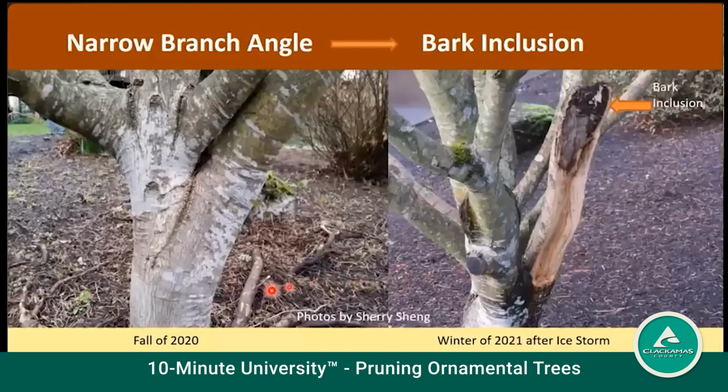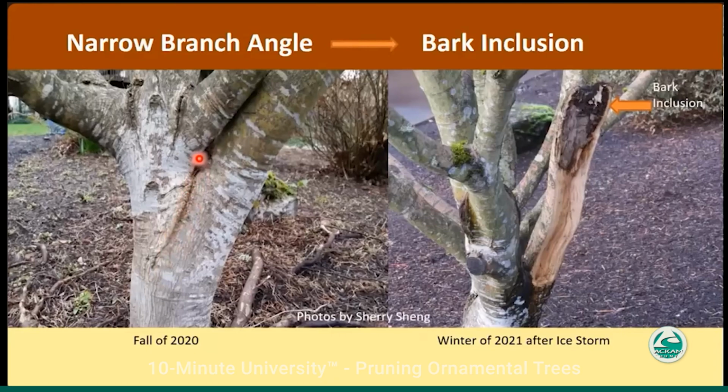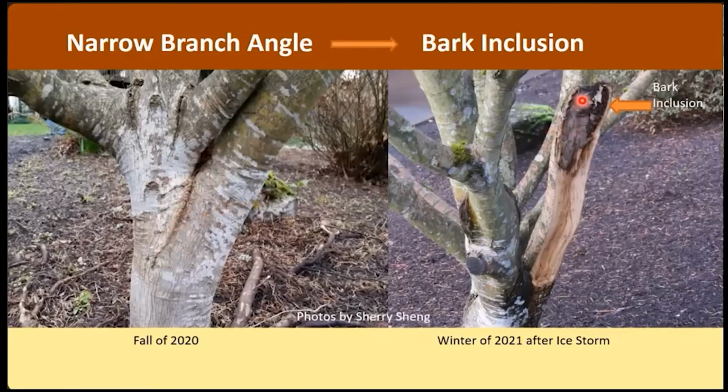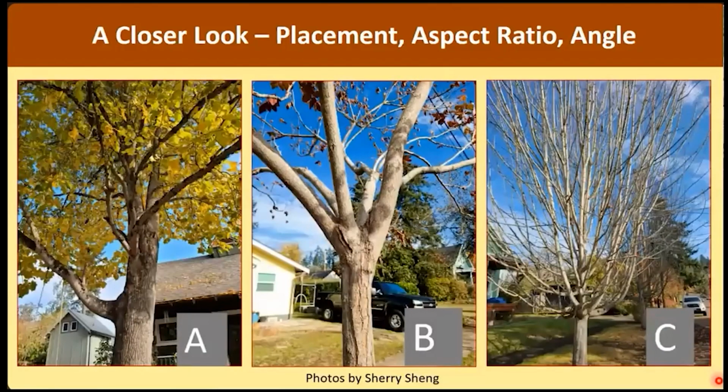This bark prevents the wood connection from forming in a way that's strong. And here's an example to show you. Included bark: these two have a very narrow angle between them, so the bark is included here. After a storm, one portion is broken, and we can see in the branch connection, instead of wood on wood, a large portion of it is bark on bark, giving us a very weak connection and a broken branch.